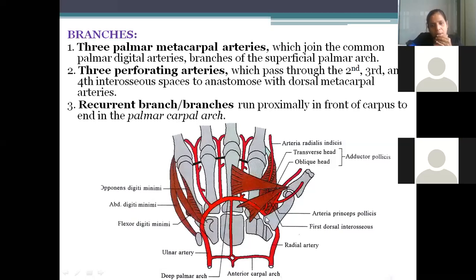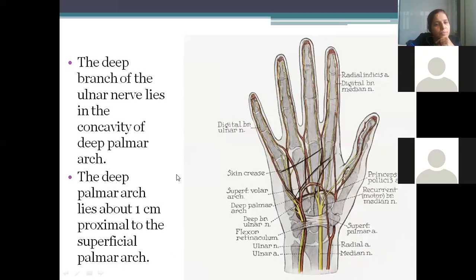Basically, we saw radialis indicis and princeps pollicis. Apart from that, we saw 3 metacarpal arteries, then 3 perforating arteries piercing the palm and appearing on the dorsum to anastomose with the dorsal metacarpal arteries. Then one artery you saw running back, that is the recurrent branch. It joins transversely to form the palmar carpal or anterior carpal arch.